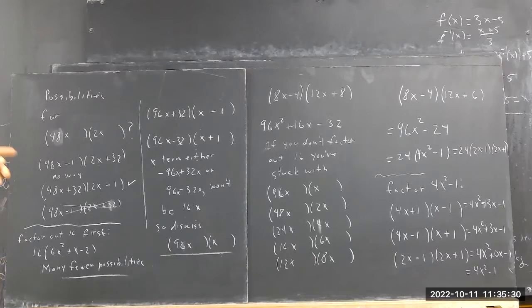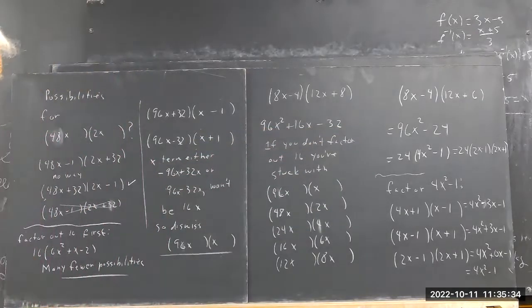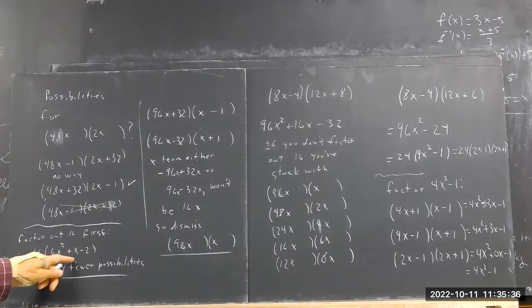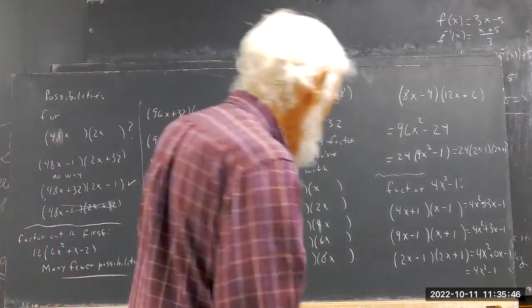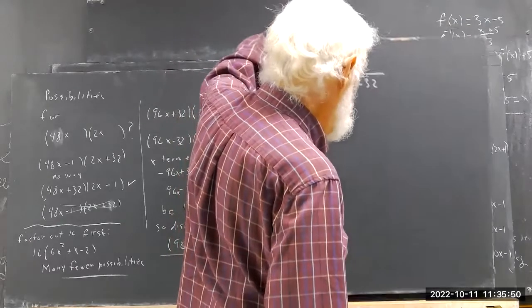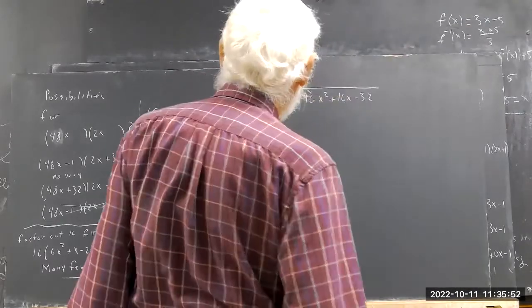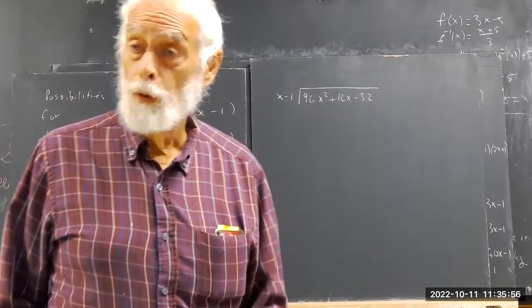Now, if we had been smart, we would have factored out the monomial first. 16 times this. This is going to be much easier. There's still a lot of possibilities, but not nearly as many. And the numbers are small too. Okay. Well, that's that. Now, let's do a long division. I'm going to go ahead and do this one for you.